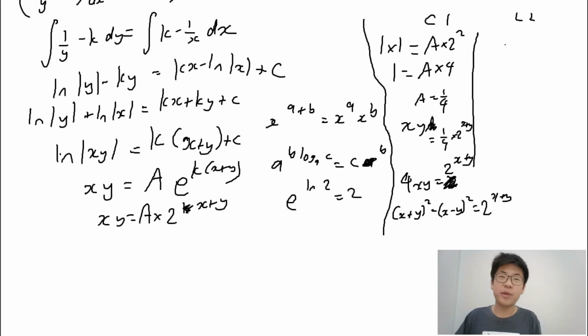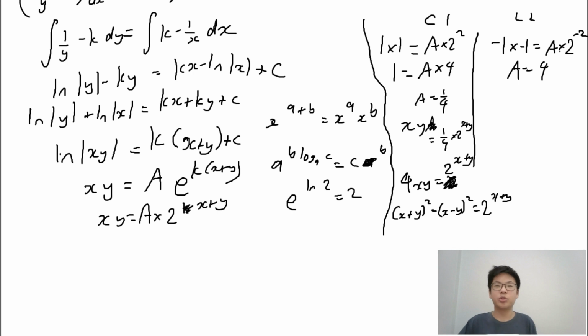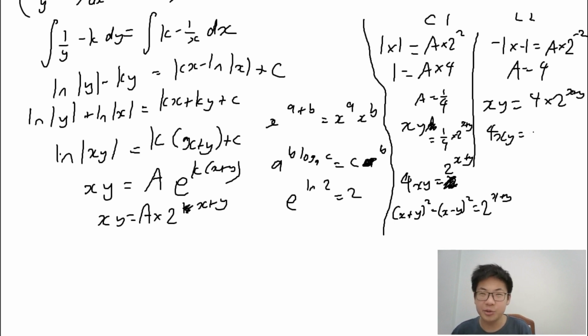Now, it's a bit long-winded, but trust me, you get it. So, C2 passes through (-1, -1), as stated in the question. -1 times -1 equals a times 2 to the power -2. A equals 4 because 2 to the power -2 is a quarter. Then this means xy equals 4 times 2 to the power of x plus y. Now we're going to take 4xy equals 16 times 2 to the power of x plus y.